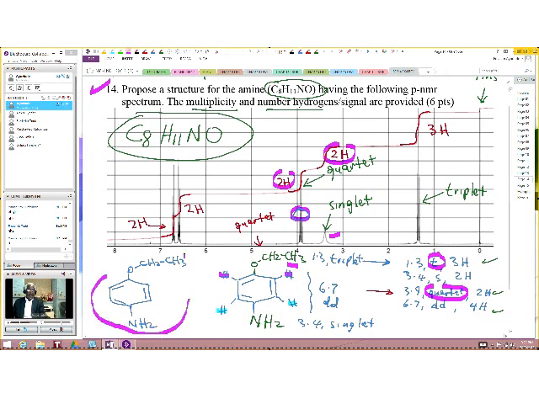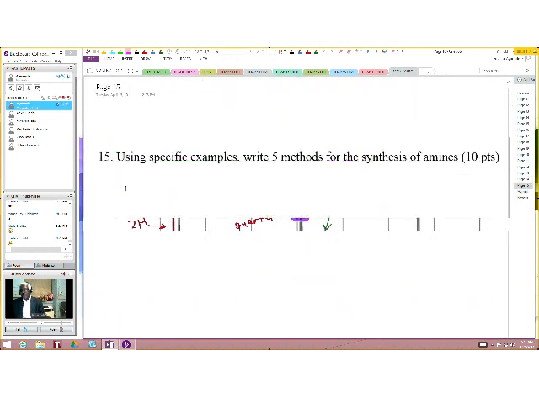Now, if you follow that, give me a happy face. Okay, excellent. I think we've gone 20 minutes past 9. I don't want us to waste too much time left. The last question, really, everybody should be able to do that. So I'm going to leave that last question to you guys to do. What does it say? Using specific examples, write 5 methods for the synthesis of amine.